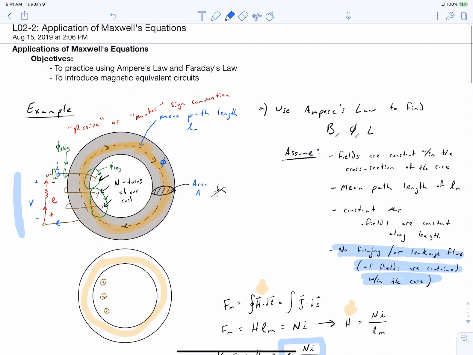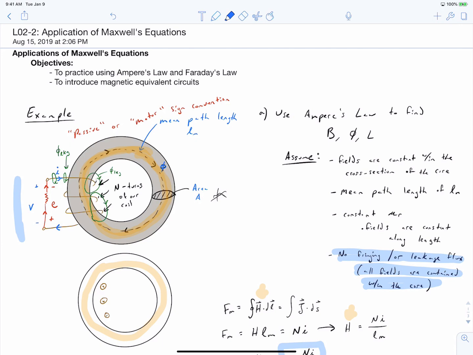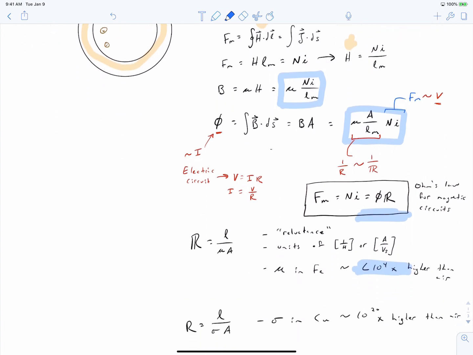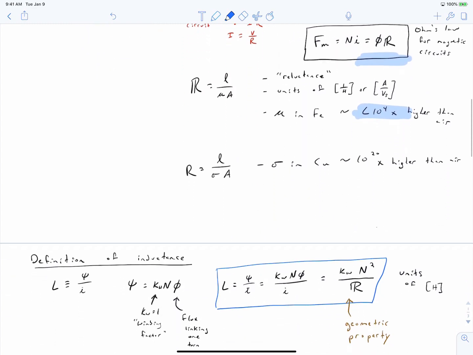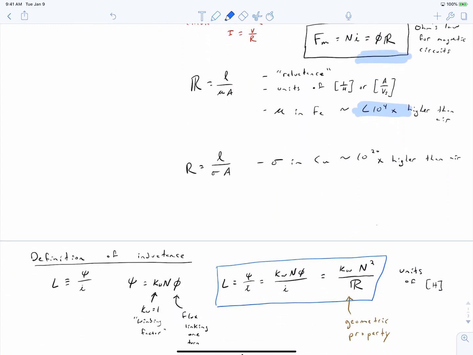Alright, that concludes this video. In this video, we've practiced using Ampere's law and Faraday's law, and then we've introduced the fundamentals of magnetic equivalent circuits. We've talked about MMF and reluctance, and we've compared these components, MMF and reluctance and flux, to the electric circuit equivalent of current, voltage, and resistance. And this is something that we're going to build up more later and use as a tool in this class to study magnetic structures.